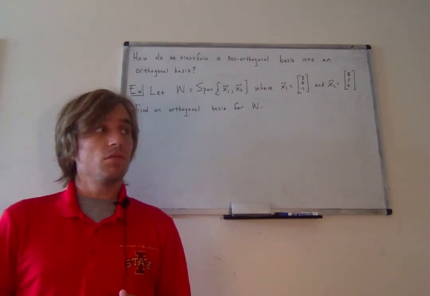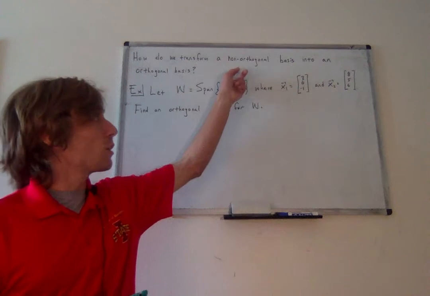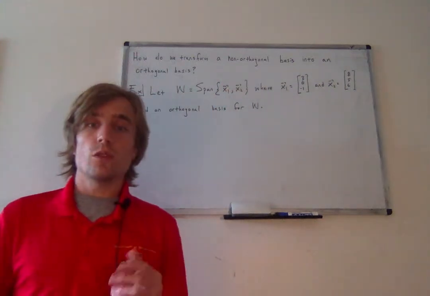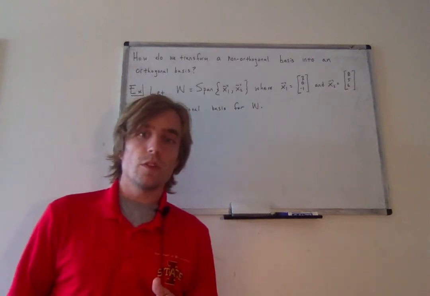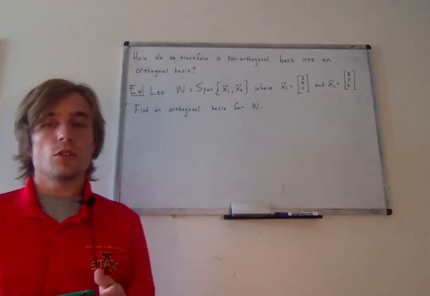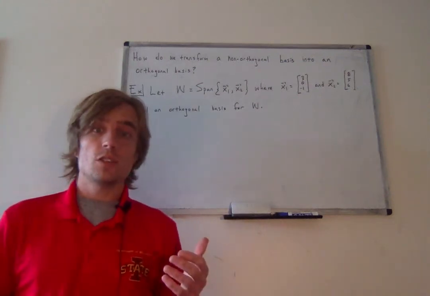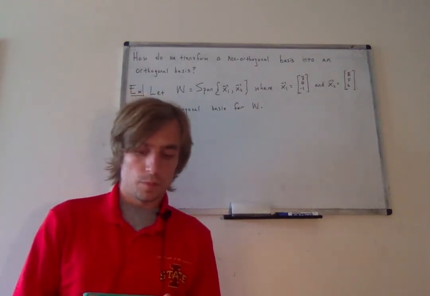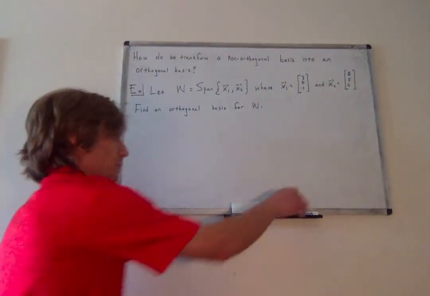So basically this section is just going to be dedicated to taking a non-orthogonal basis and transforming it into an orthogonal basis, and then next video we'll go one step further and go over how to transform a non-orthogonal basis into an orthonormal basis. But I wanted to start with an example in R3.